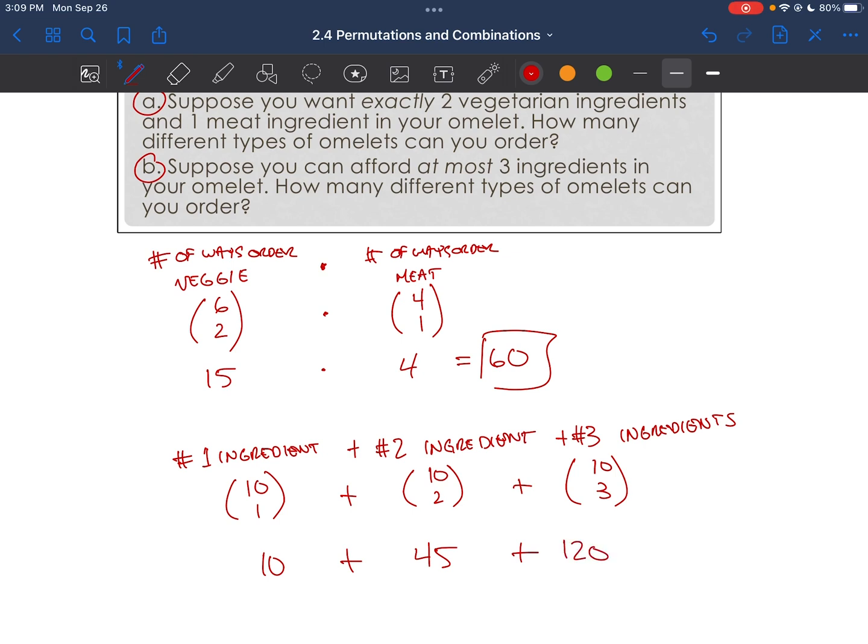Now, if you wanted to, you could also say that I'm just going to order an omelet with nothing in it, just eggs. And I guess there's one way we can do that. So that's the number of 0 ingredient omelets. I actually used to order those as a kid. So we have 165, 175, 176 total different ways that I could order an omelet if I only have the money for at most 3 ingredients.